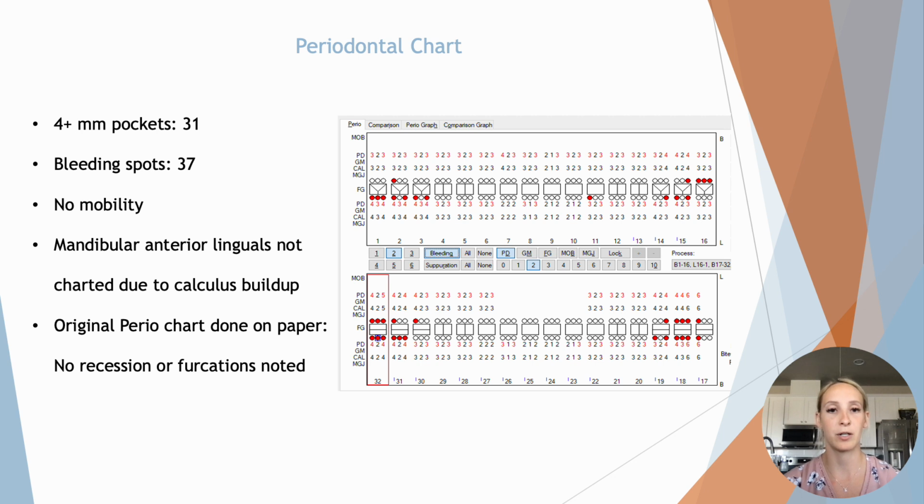Looking at his periodontal chart at the initial appointment: 31 4+ millimeter pockets, bleeding spots 37, no mobility, mandibular anteriors I did not chart due to the calculus, and I think now I would be able to get a good reading just knowing how to probe around that much deposit, but just seeing him for my first appointment, I felt like I couldn't get around it and get correct readings. And the original perio chart was done on paper, so I didn't have any recession or furcations noted.